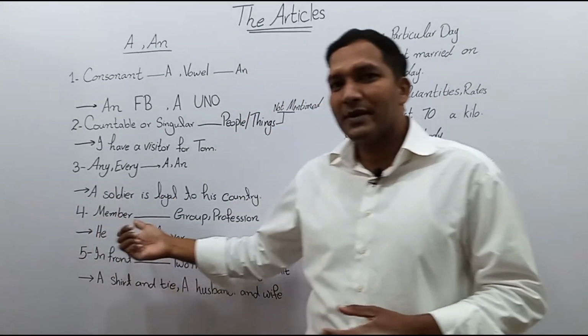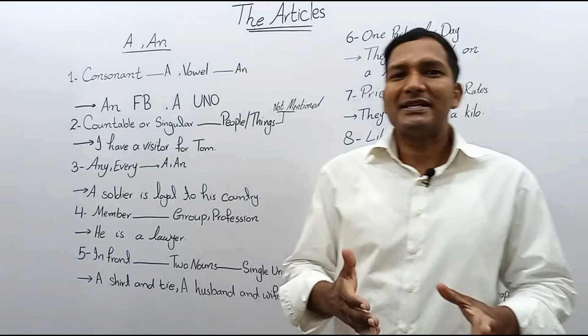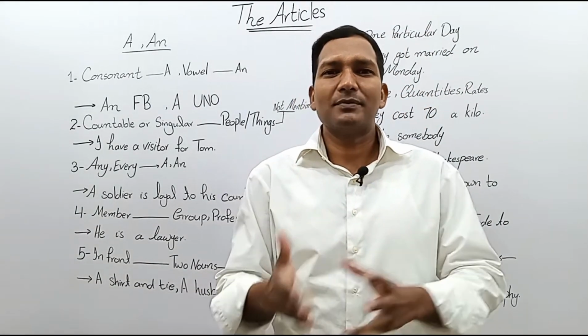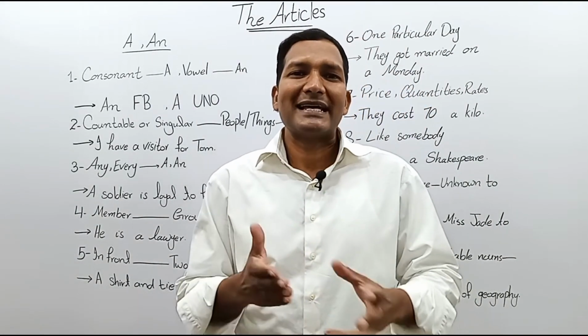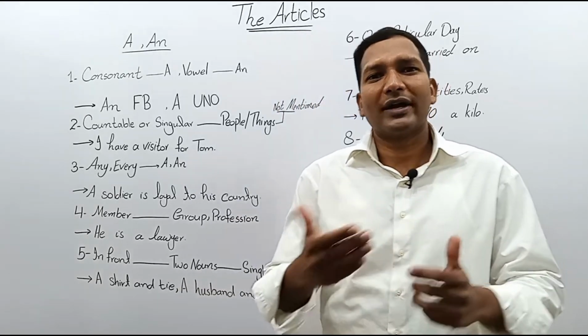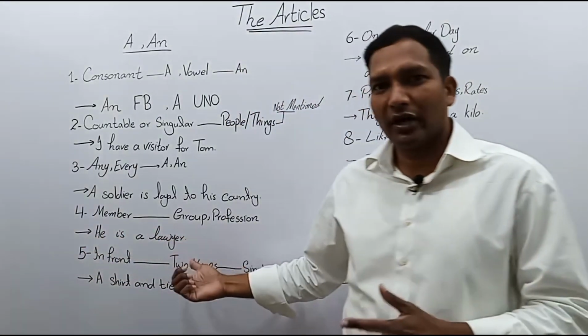Point 4, member of group or profession. When a person is a member of a group or a profession, then we use article A or AN. For example, he is a lawyer.